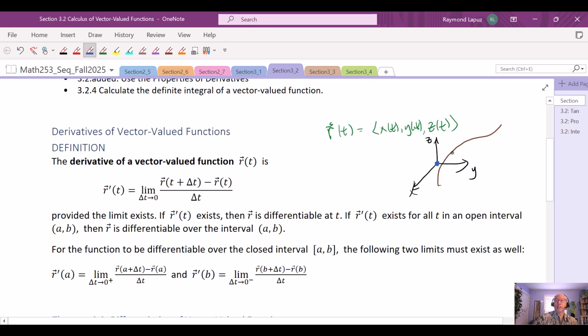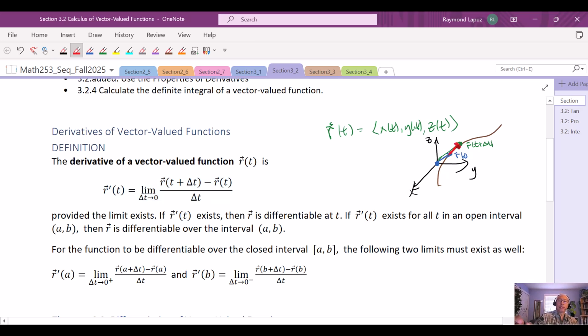Let's put r of t over here, and we can think about that as a vector from the origin. And then we have an r of t plus delta t. So with a small amount of movement, we have r of t plus delta t, and so we have another vector. Now when we subtract that, as is written in the numerator, we get the head minus tail. So we get this vector over here.